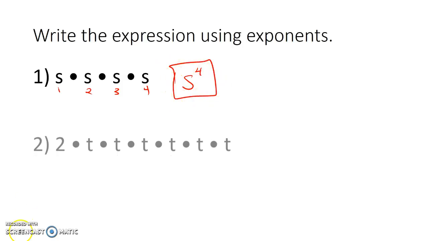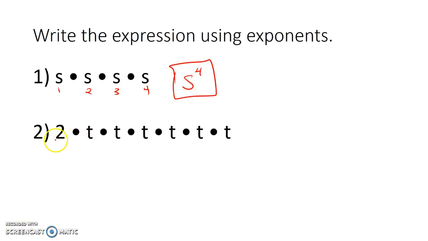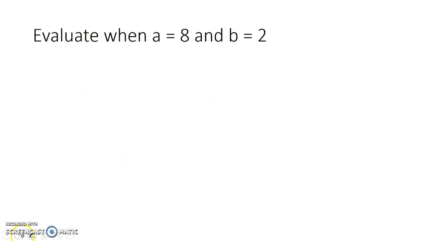Our next question is 2 multiplied by a few t's. We have 1, 2, 3, 4, 5, 6 t's. So we know it's going to be t to the 6th power. But we have this number here, and we're multiplying that by t to the 6th. So we're going to add that to the front of our t. That means 2 multiplied by t to the 6th. And in this case, that 2 would be called the coefficient. And we're done with both of those problems.